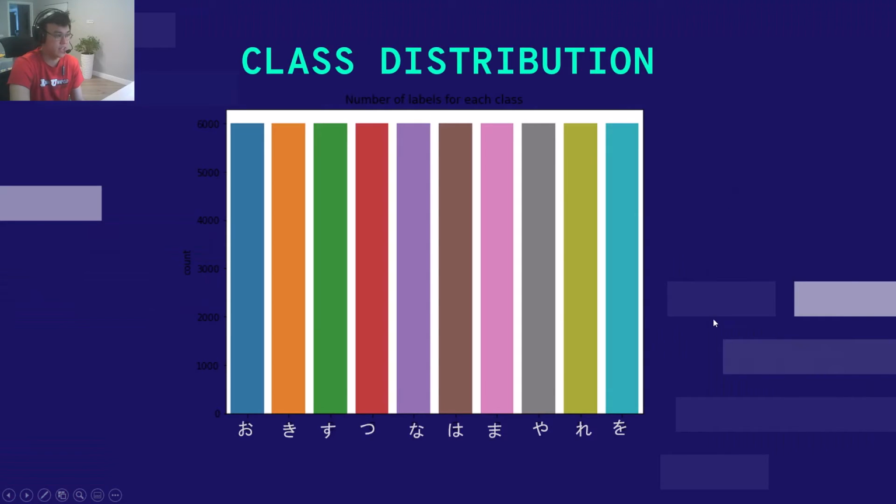Let's go next, to distribution. Here we can see that the dataset is fairly distributed: 10% for each class, for each letter, which means 6,000 for each class. So it's totally fairly distributed.